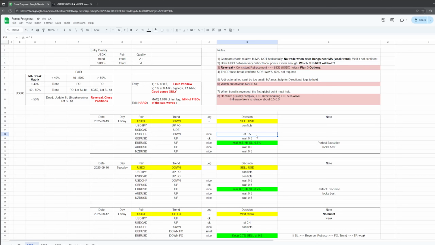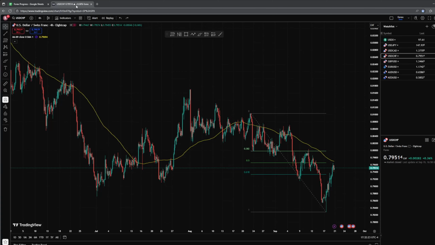If you're looking right now for an opportunity to trade USD Swiss franc, it looks very good to sell. And as we will see later on, there are multiple pairs that demonstrate equally good opportunities. So at this point, it's really up to you to decide which one to trade. In terms of USD Swiss franc, it looks very good to sell right now.